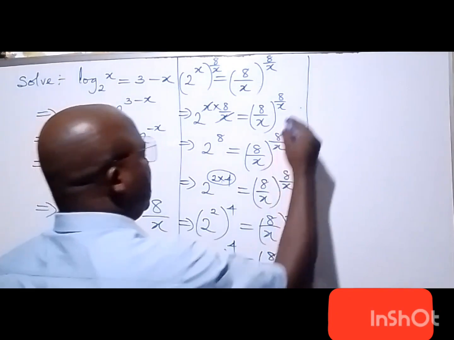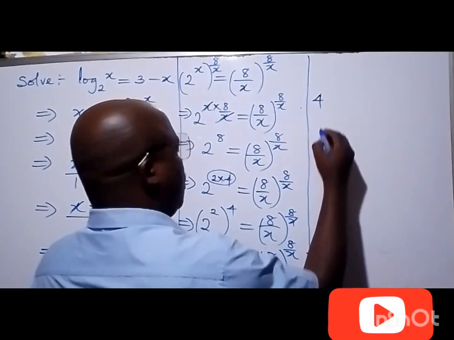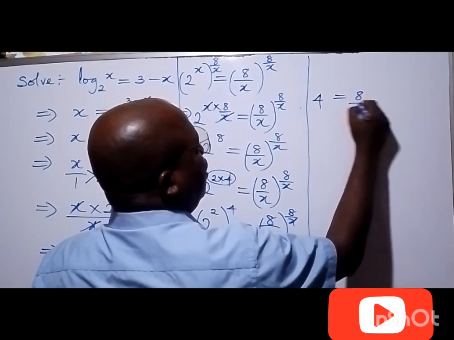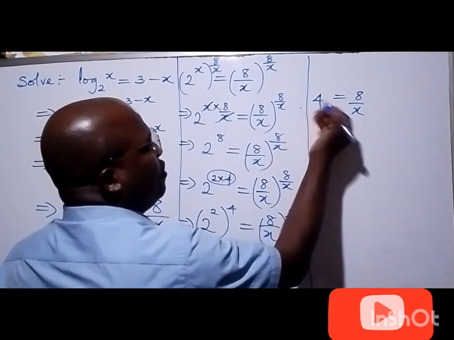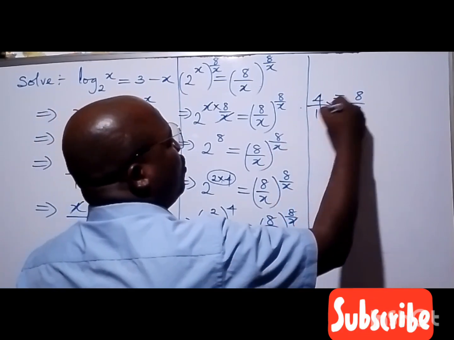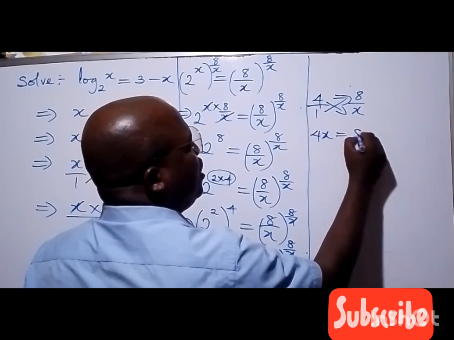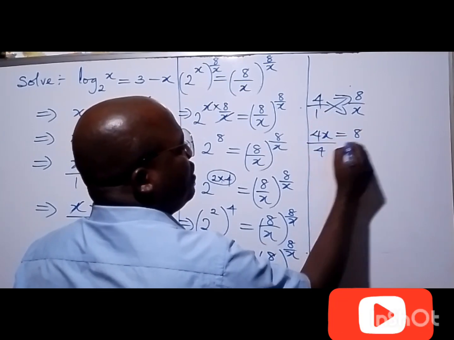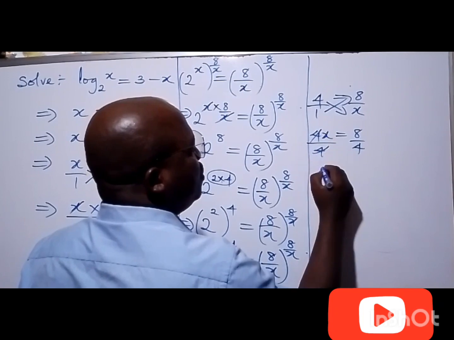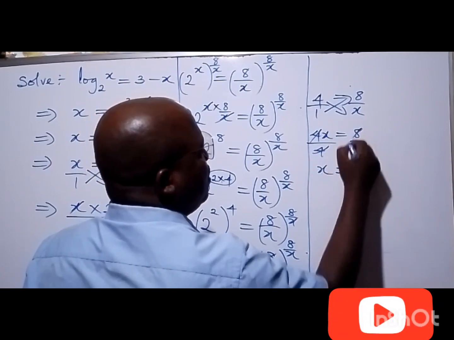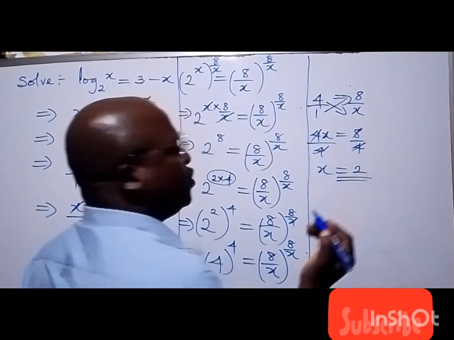So from there we are going to have 4 equal to 8 over x. From here, I can cross multiply and get the value of x. So I have 4x equal to 8. Divide both sides by 4. 4 will cancel, so our x will be equal to 2.